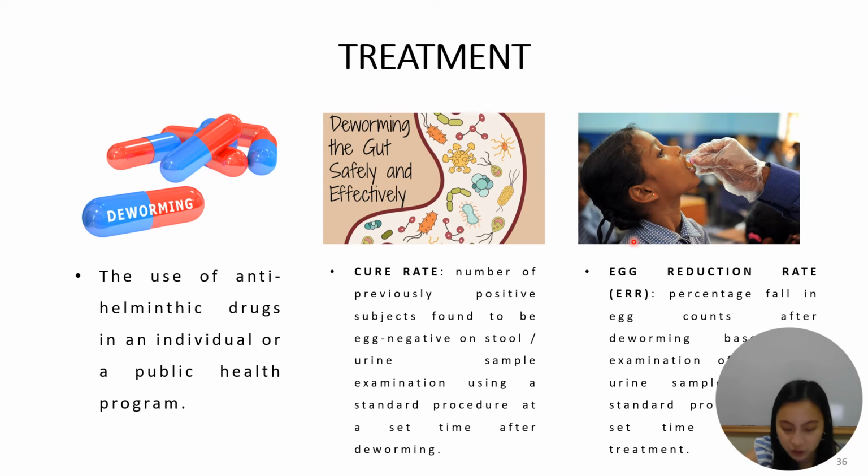Well, for egg reduction rate, class, this is the percentage fall of egg counts after deworming based on examination of a stool or urine sample using a standard procedure at a set time after the deworming treatment. So egg reduction rate, you really have to do egg count. Well, for cure rate, you just have to check if the parasitic eggs are no longer seen in the stool or urine sample. So see now the difference between cure rate and egg reduction rate. So how do we use this term soon? All right.